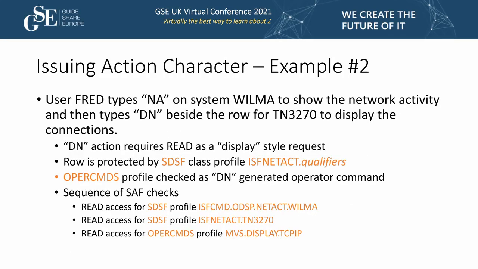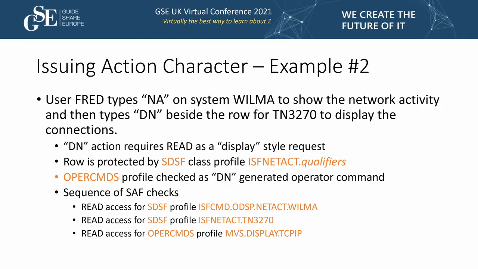Another example here, user Fred types NA on a system called Wilma to show the network activity, and then types DN beside the row for the TN 3270 job to display the connections. So the DN action requires read as it's a display style request, and the row is protected by an SDSF class profile at this time because there's no underlying IBM one, and we call that ISF netact dot, and there's some qualifiers there. And the D command is going to generate an operator command, so we are still going to check the opper commands profile.